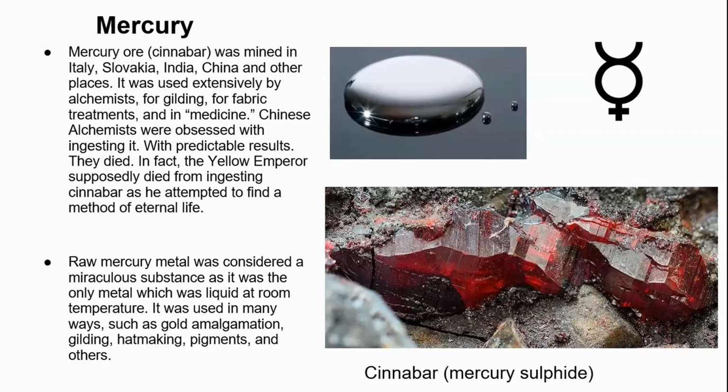Gonna probably do a class on Chinese alchemy at some point too, but I'm not there yet. Raw mercury metal was considered a miraculous substance as it was the only metal which was liquid at room temperature. It's used in many ways, such as gold amalgamation, gilding, hat making, pigments, and others. And if you've heard the term mad as a hatter, the amount of mercury that was used in the hat making was what would drive people mad wearing those hats because they're absorbing it.